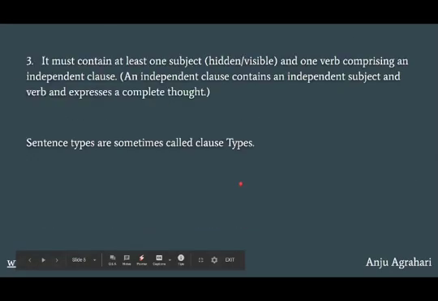It must contain at least one subject, hidden or visible, and one verb, comprising an independent clause. An independent clause contains an independent subject and verb and expresses a complete thought. So sentences are sometimes called clause types. We will see in the next slide.